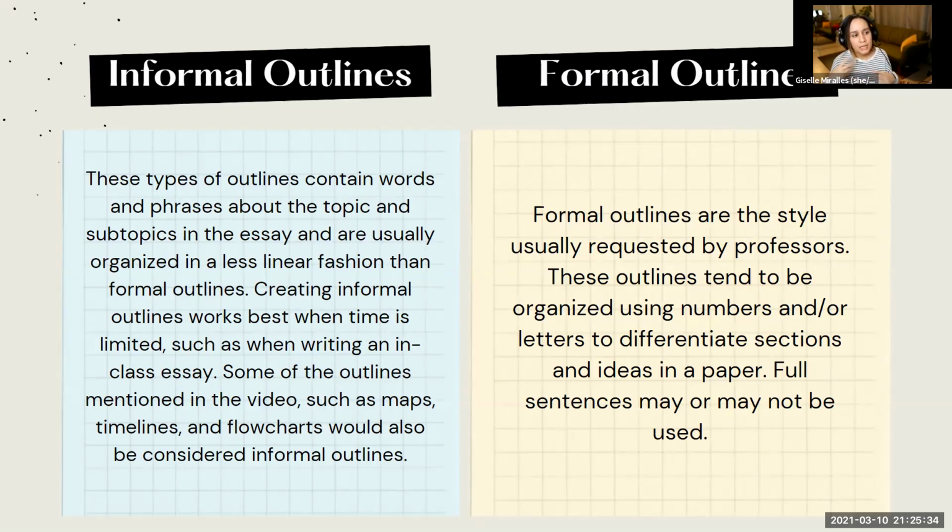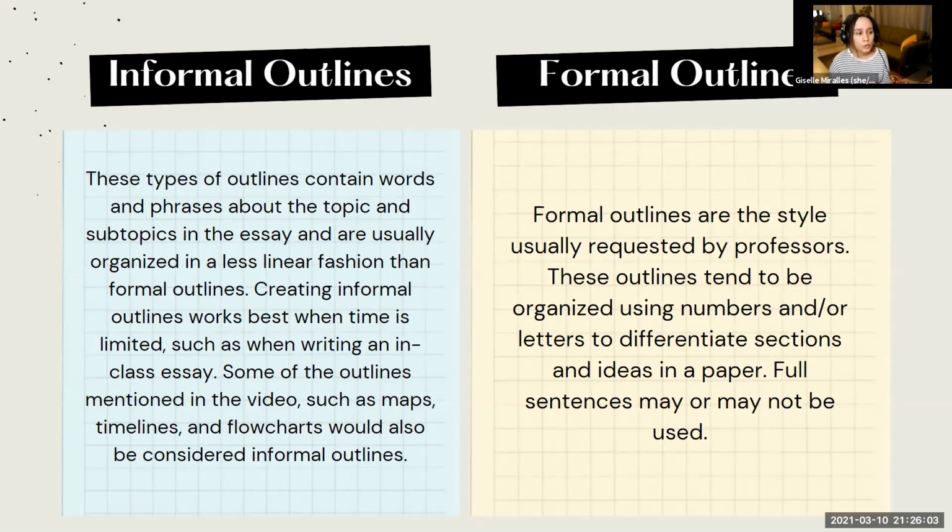So these types of outlines contain words and phrases about the topic and subtopics in the essay and are usually organized in a less linear fashion than formal outlines. These are the type of outlines, like I said in the beginning, that you can do on your own if you're not turning them in, or perhaps you have a professor that is okay with informal outlines. It all depends on who your instructor is and their preferences when it comes to outlining.